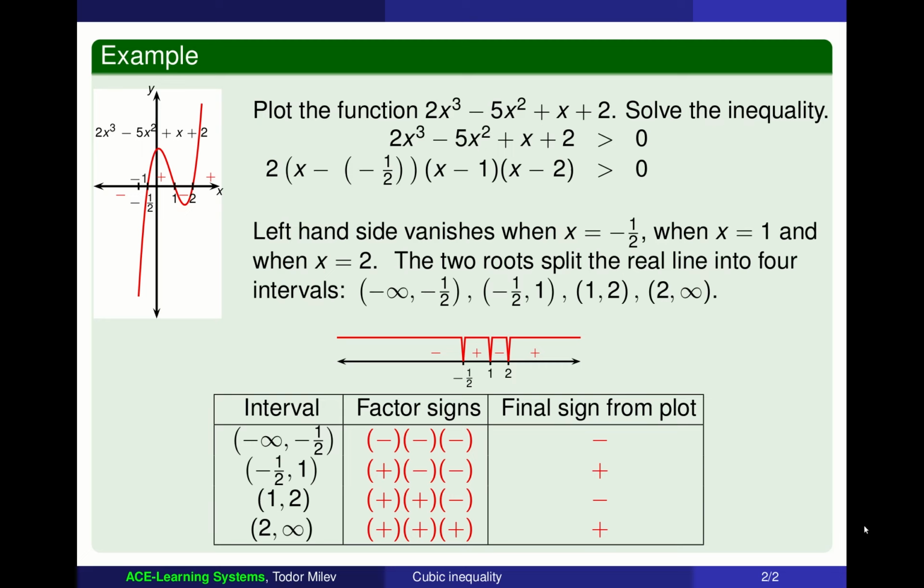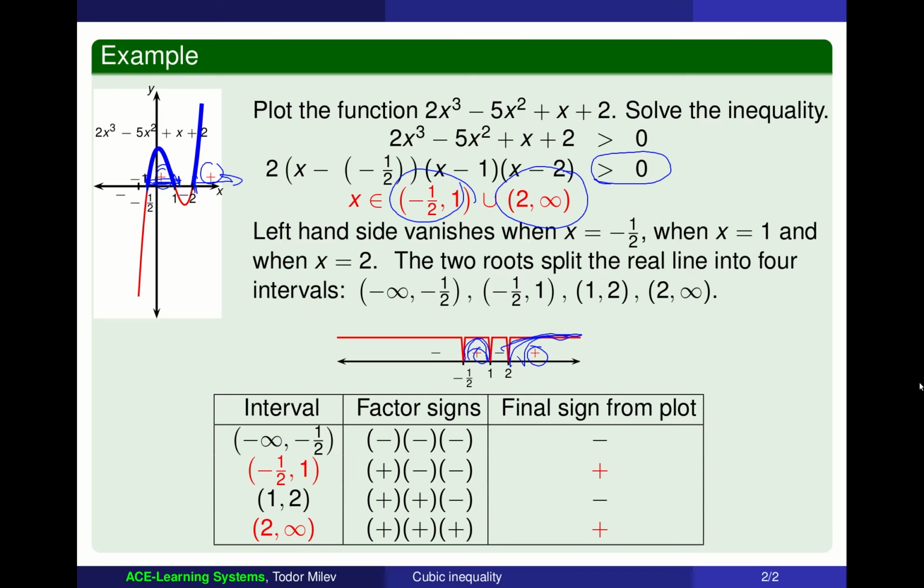Okay, so we're done with this tricky part. There's little left in this problem, we're ready to write down our final answer. Our final answer is x belongs to the interval between -1/2 and 1, union with the interval from 2 to infinity. So this interval, union with this interval here. Right, this is where our function was positive. This guy and that guy, right? Because our function was positive over these two intervals, and we're looking for something which is positive.